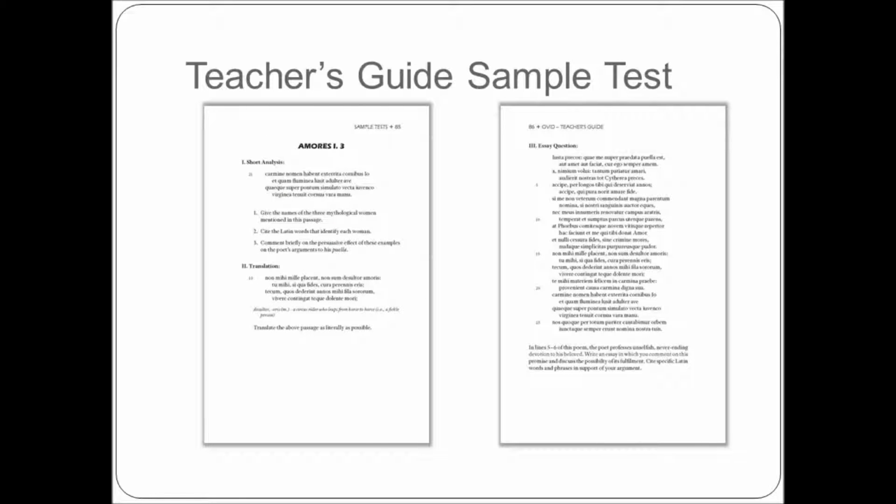The teacher's guide contains a sample test for each of the Amores and for each selection from the Metamorphoses. There are 3 sections to each sample test, a short analysis, a translation, and an essay question. Note that both the short analysis and the essay question ask the students to cite the Latin. Also note that the translation does provide some vocabulary to the students, saving the teacher from doing this work.